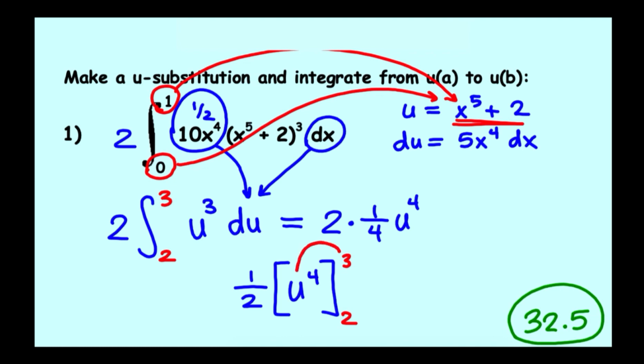Now put the 3 in. 3 to the 4th, of course, is 81. A little deja vu here. 2 to the 4th is 16. The 1/2 is still in front. It's still going to come out the same answer. So it really doesn't matter which way you do it.